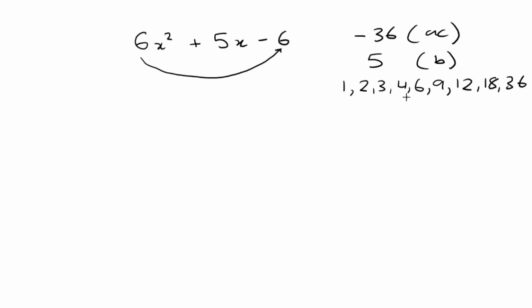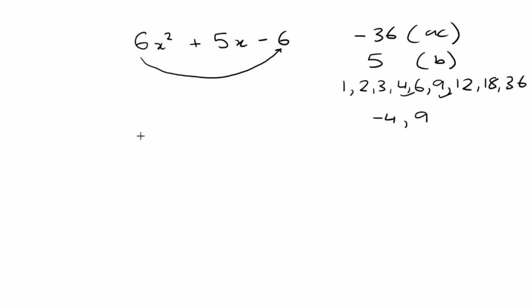The only other option here would be 4 and 9. 4 times 9 is 36, and negative 4 added to 9 will give you 5. So our answer would be negative 4 and 9. The best way to do this is to forget about the negative when you list out the factors, and then take it back when we're trying to find the 2 numbers to add to the b term.